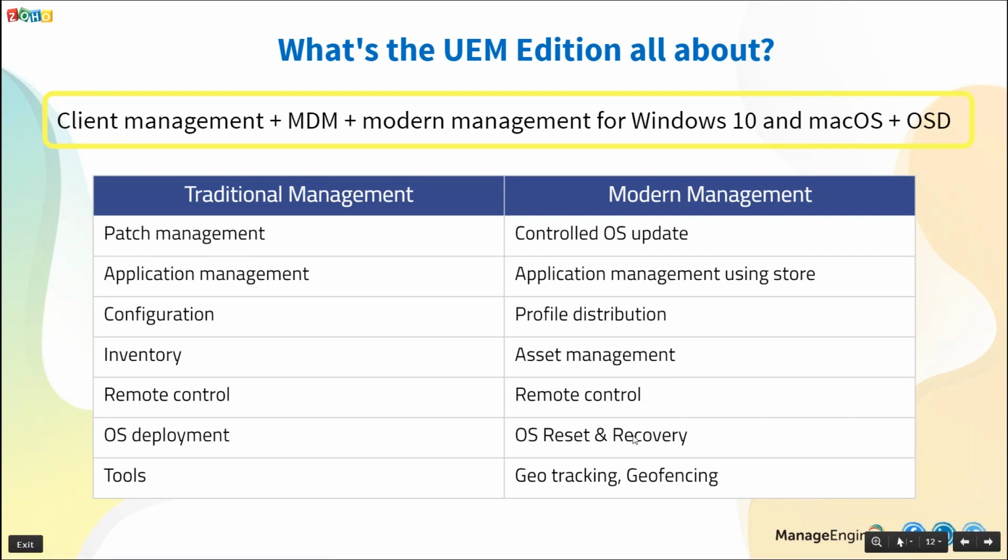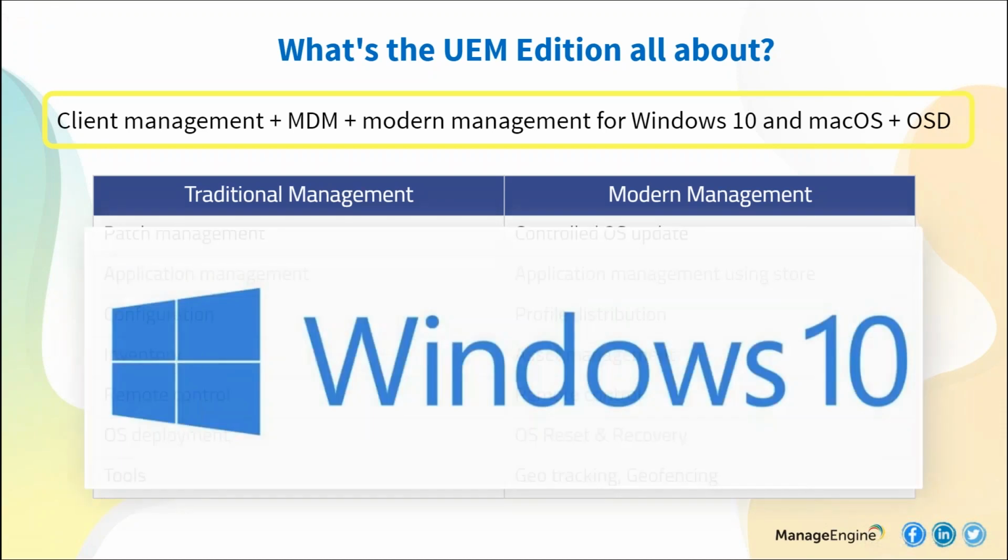Now, can you guess a popular operating system when I say modern operating system? I hope you got that right. Yes, it's Windows 10. Windows 10 is a classic example in which we can manage both traditional and modern management. Desktop Central can manage both traditional and modern from a single management console.